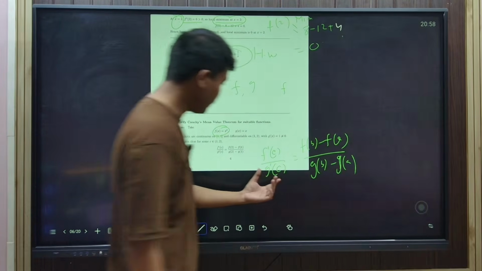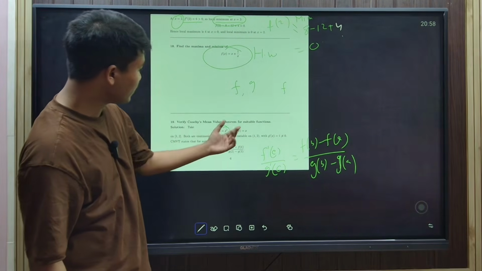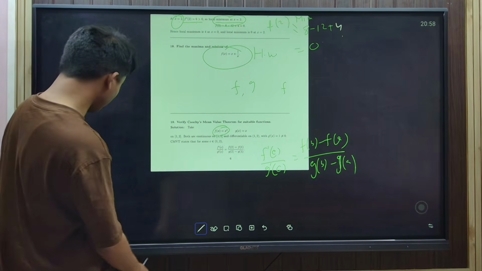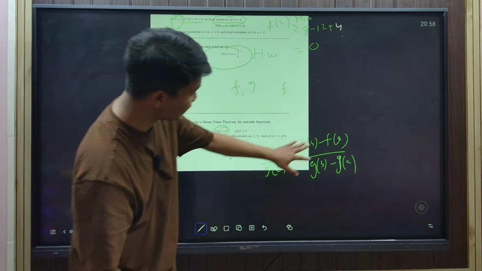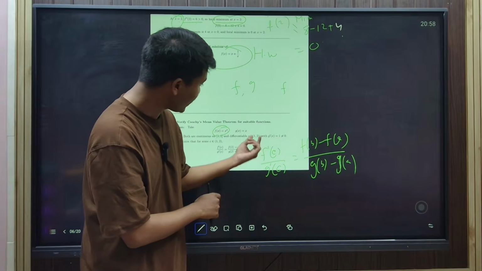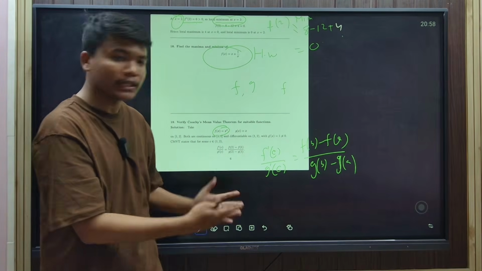Now if this is the Cauchy mean value theorem, then verify the Cauchy mean value theorem for a suitable function. To verify, I just have to take f dash c divided by g dash c, and check whether there exists a c that lies between 1 and 2 and satisfies this. That is what you have to verify.